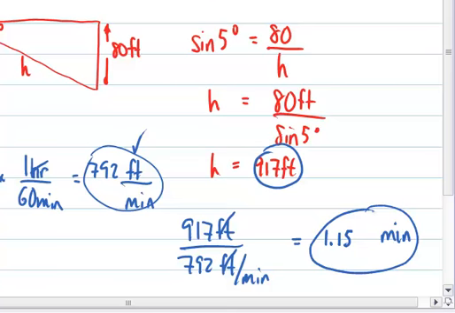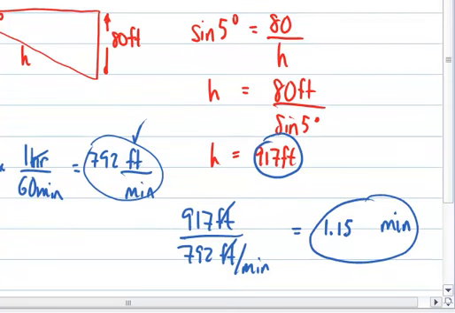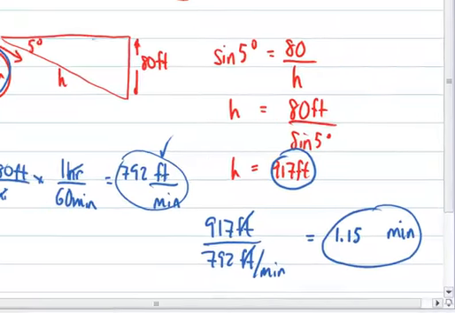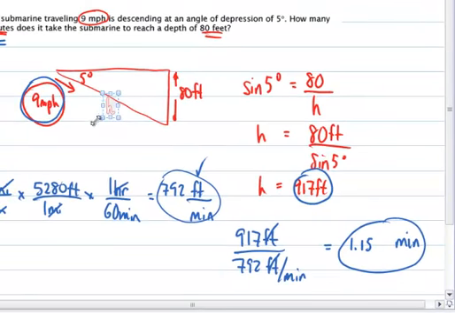So hopefully this problem was of help to you in understanding how to use a rate of change of distance, or we could say velocity, to figure out how much time it would take for us to move a certain length around on the triangle.